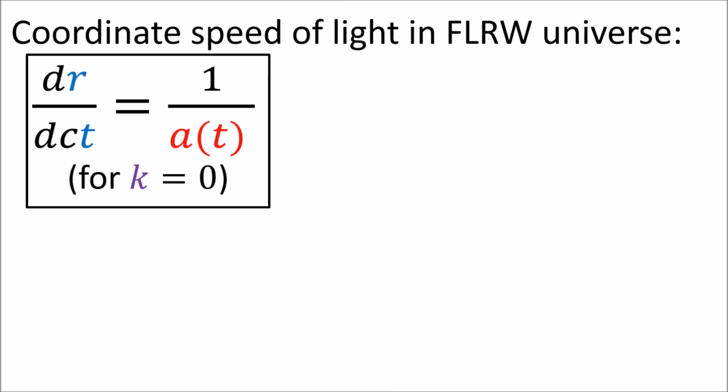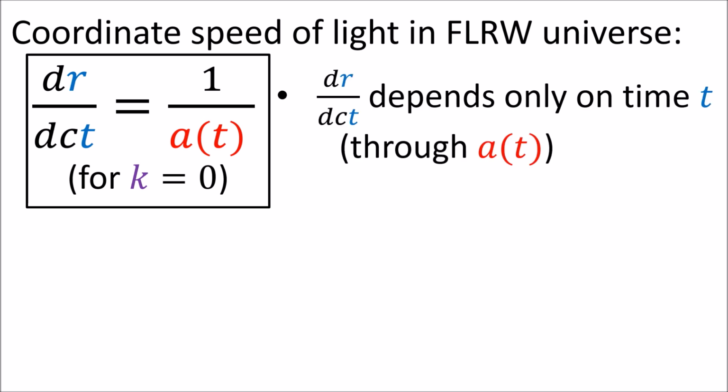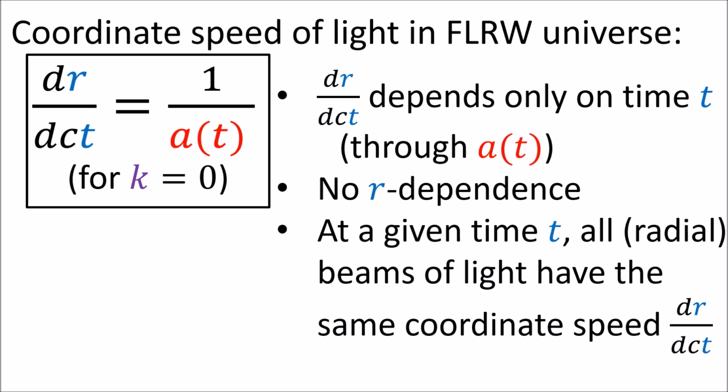Now let's use this formula to understand cosmological redshift. Looking at this formula, something very important to notice is that the derivative dr/dct depends only on the time variable through the scaling function a(t). There is no r dependence here. This means that at any given time t, all beams of light in the universe will have the exact same coordinate speed dr/dct.